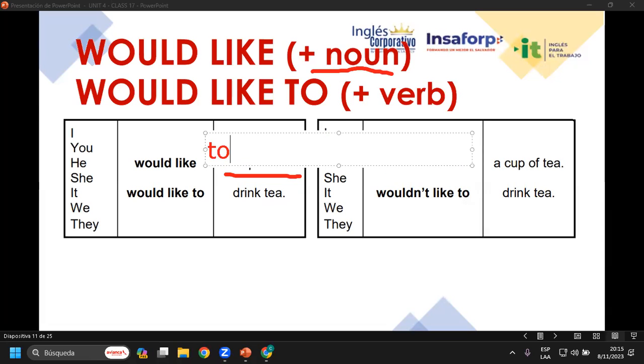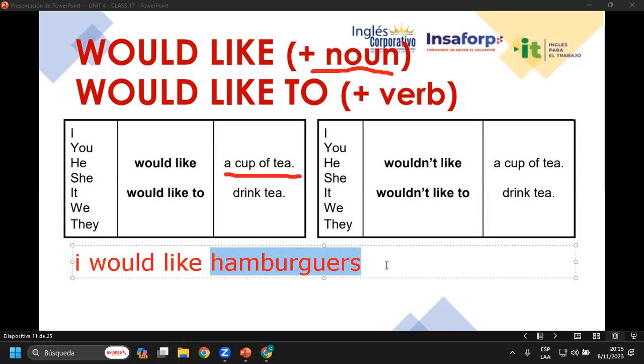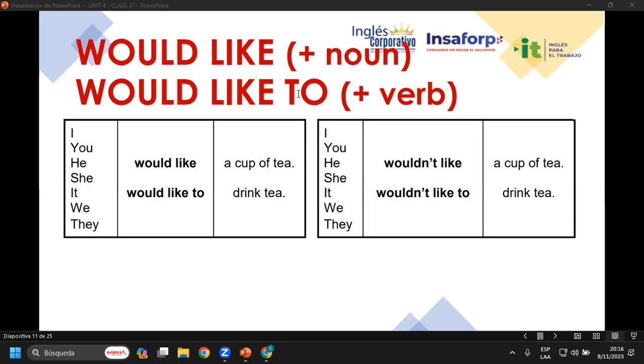Por lo tanto, ¿necesito la preposición to, sí o no? I would like to a cup of tea. ¿Se puede decir? No. Exactly. No se puede. ¿Ok? Así que si lo que tenemos ahí es un noun, no necesitamos la preposición to. Another example. Imagínense que les preguntan, ¿qué quieres almorzar mañana? Vamos a ver, everybody. I would like... Hamburgers. ¿Hamburgers es un verbo o es un noun? Noun. Es un noun. ¿Necesito la preposición to? ¿Sí o no? No. Exactly. Así que, si lo que tenemos, everybody, es un noun, no necesitamos la preposición to.